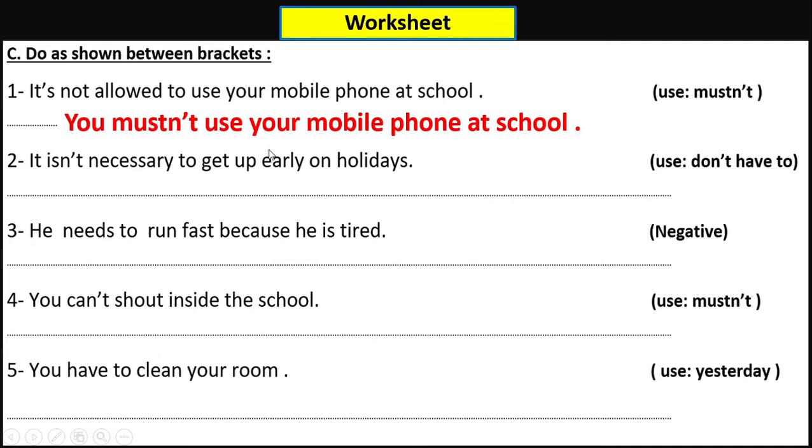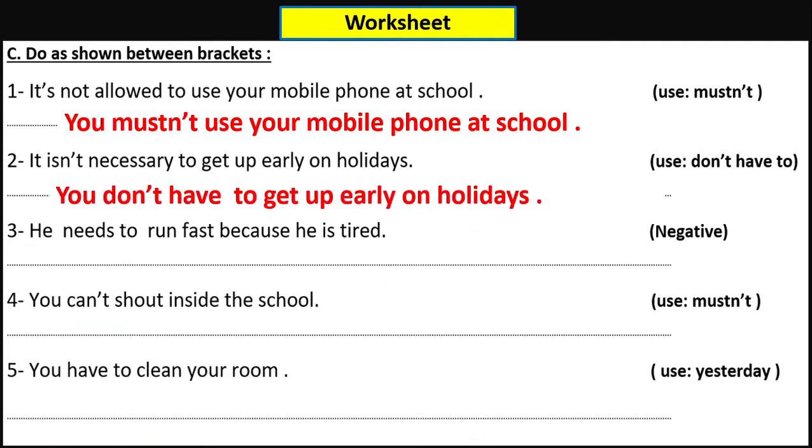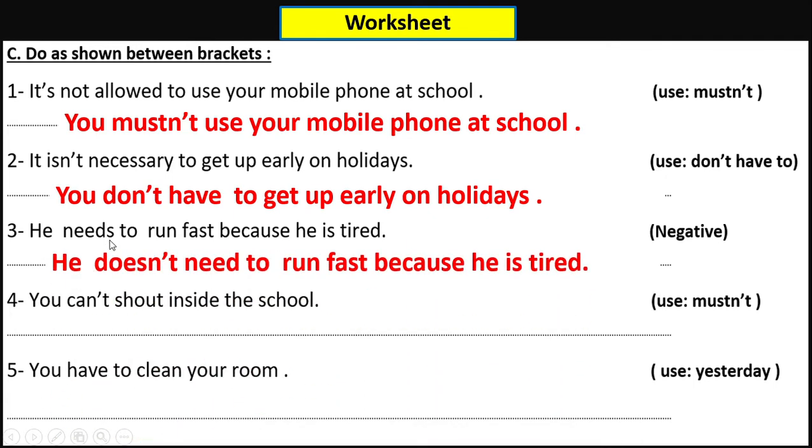Number 2, it isn't necessary to get up early on holiday. I'm going to use don't have to. So you don't have to get up early on holidays. Excellent. 3, he needs to run fast because he is tired. I'm going to negate this one. How can I negate? Excellent. I'm going to negate the modal verb that I have here already. So he doesn't need to run fast because he is tired.